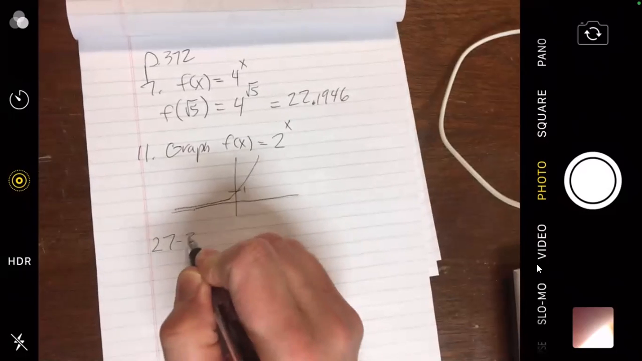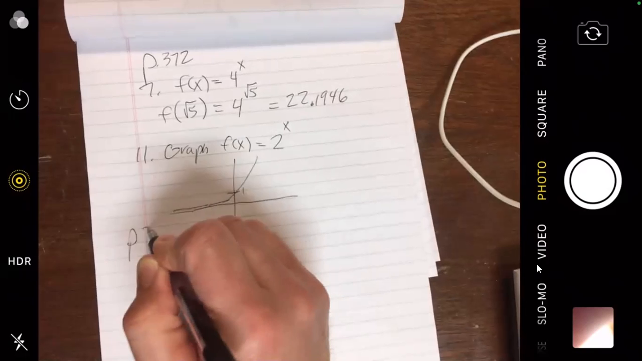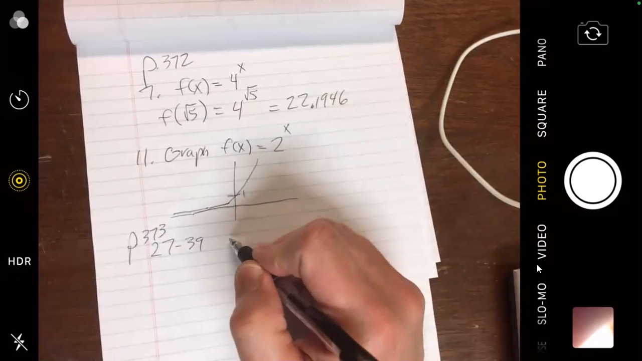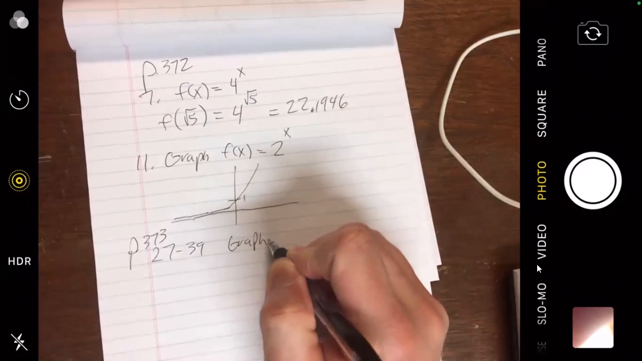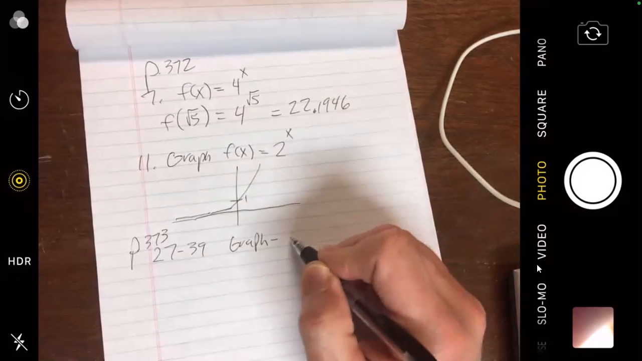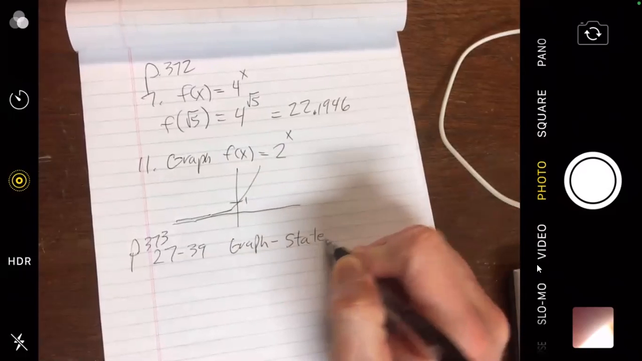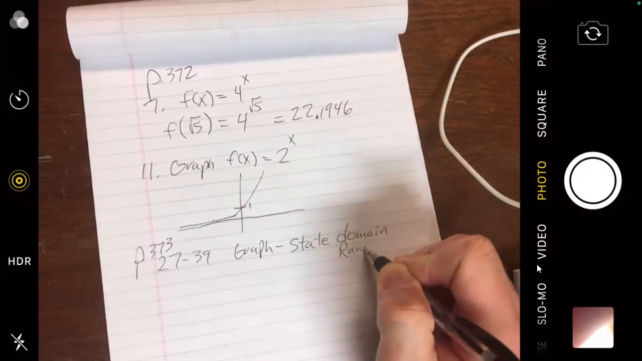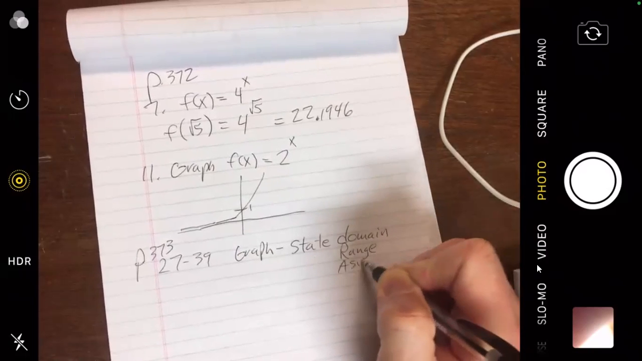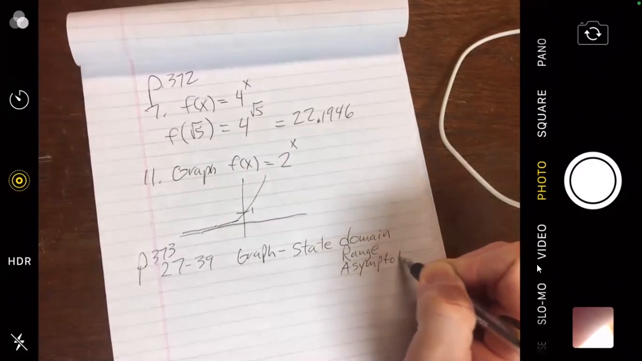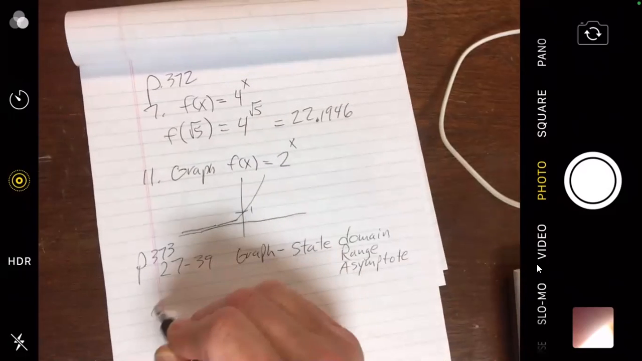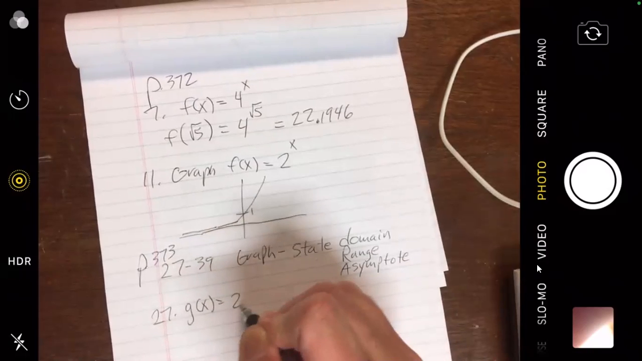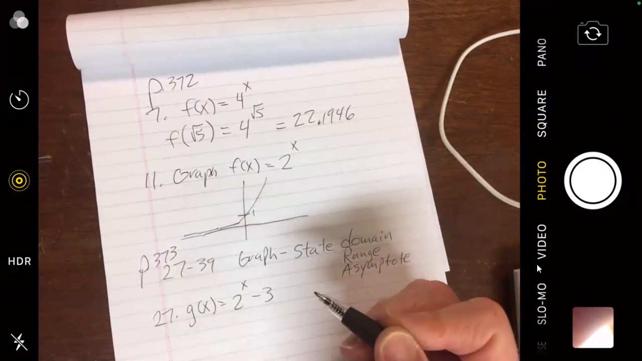And 27 to 39, and these are off page 373. They're asking you to graph and state domain, range, and the asymptote. So if you look at 27, g of x equals 2 to the x subtract 3.